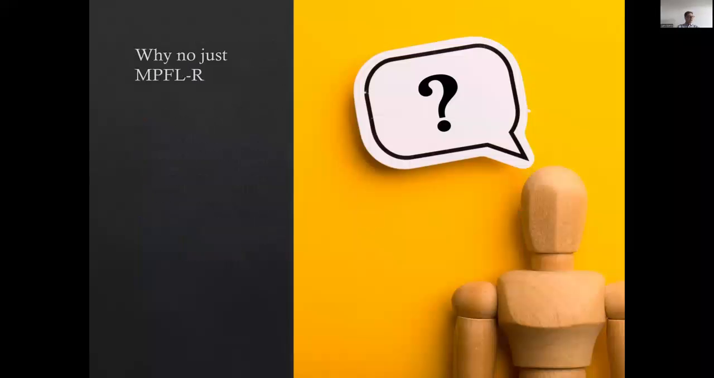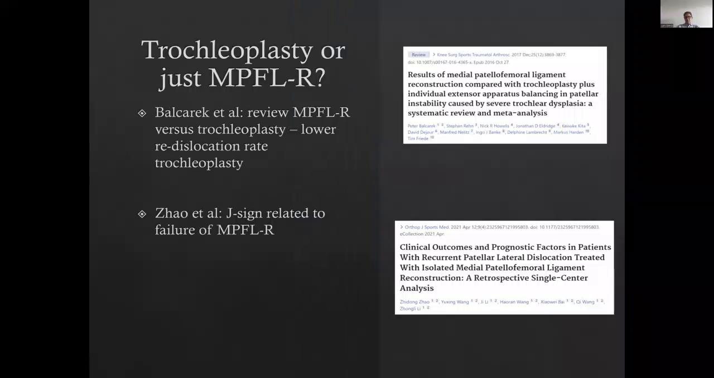Okay, but why not just do an MPFL reconstruction? I mean, many surgeons say, those trochlear dysplasia, it's not of importance. We just do an MPFL reconstruction. And basically, we don't know this for sure, but there are papers out there saying that MPFL reconstruction are not always enough. Either they will redislocate or they will have some pain issues.